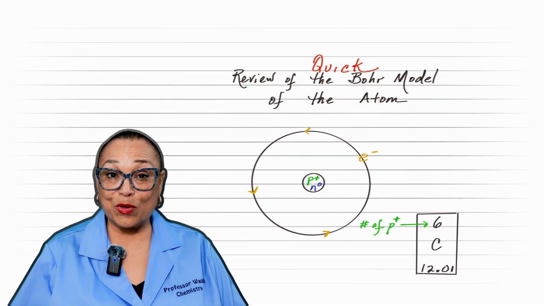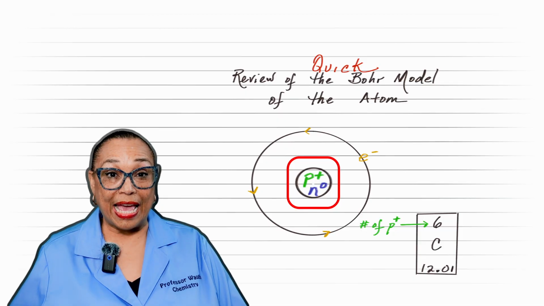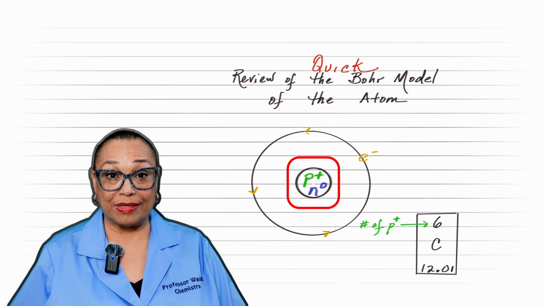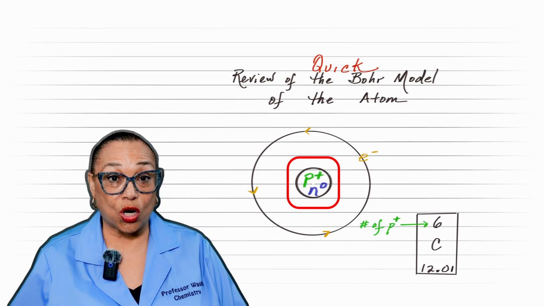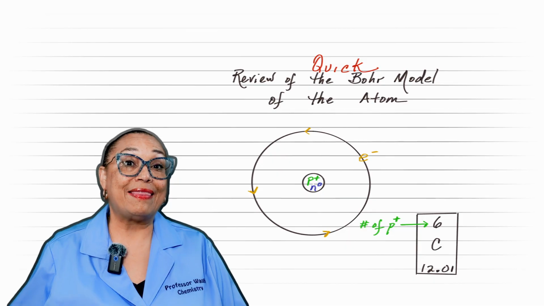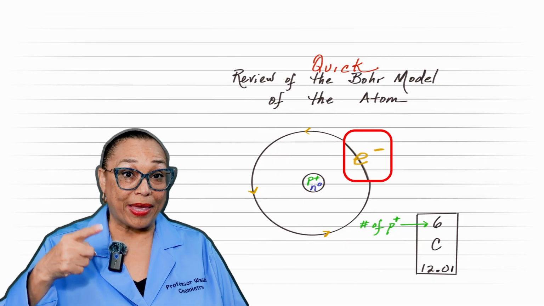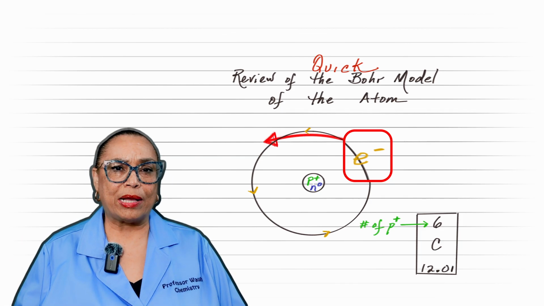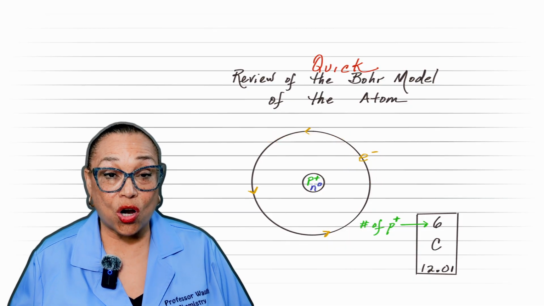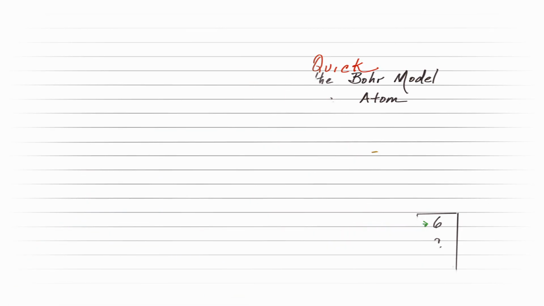All right, let's do a quick review of the Bohr model of the atom. In the center of the atom, you have your protons and neutrons. The proton has a positive charge, and the neutron has no charge at all. They weigh about the same, and they have most of the mass of the atom. Going around in an orbit, we find the electrons, and they just go around in a path, round and round, and they have a negative charge and very, very negligible mass.